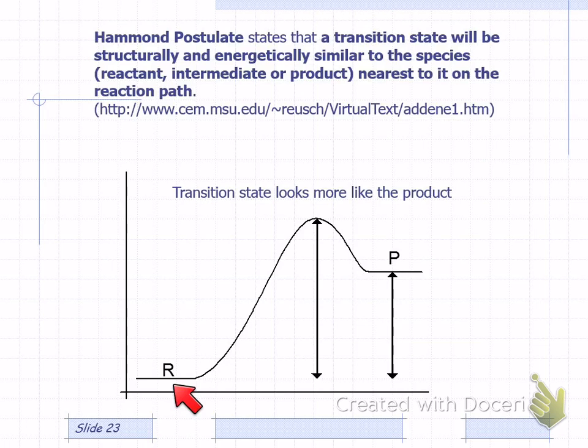Yeah, so that's the phrase, Hammond. Hammond was the scientist who came up with this idea, but it turns out it has a lot of application, okay? So if this is the reactant and this is the intermediate, the free radical intermediate, the energy difference between the reactant and the intermediate determines what this energy looks like, okay? On the other hand, it could be the other.